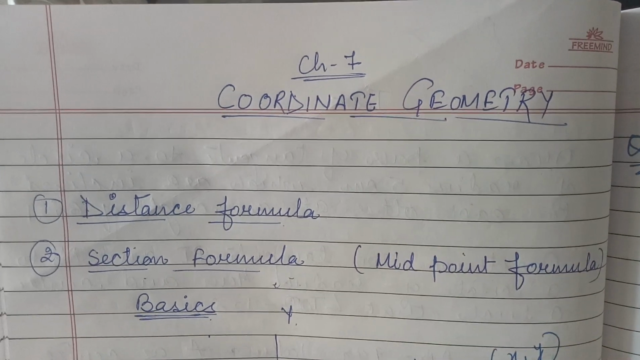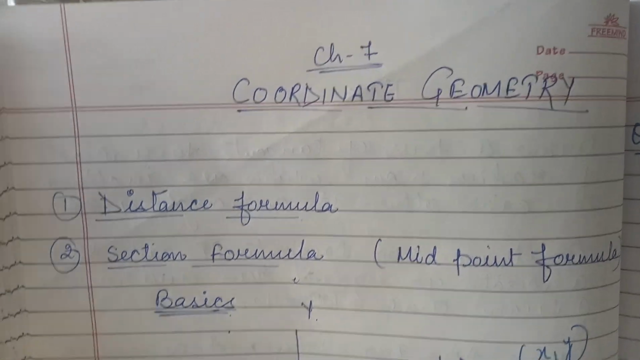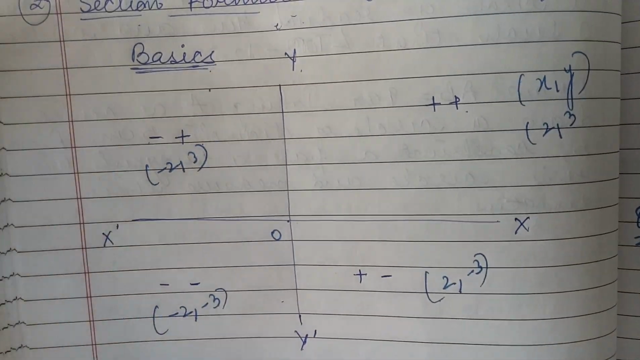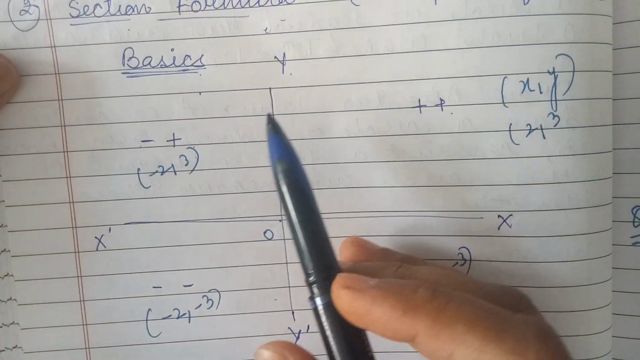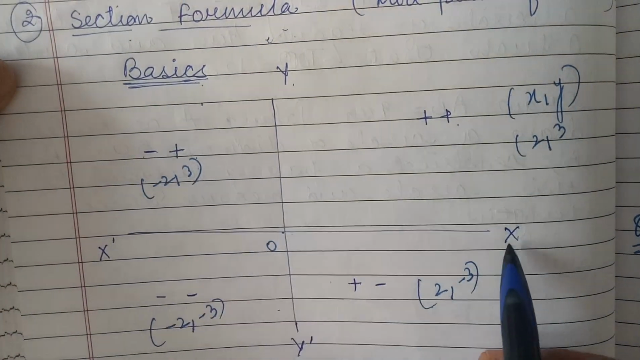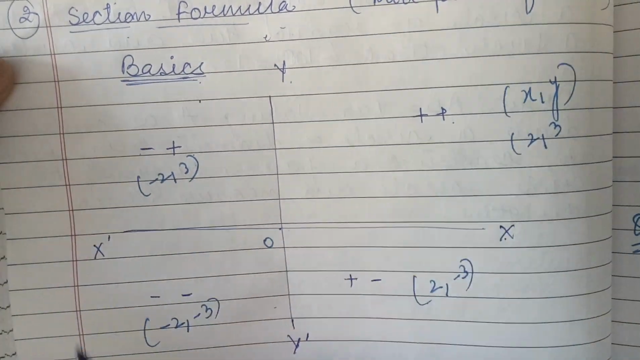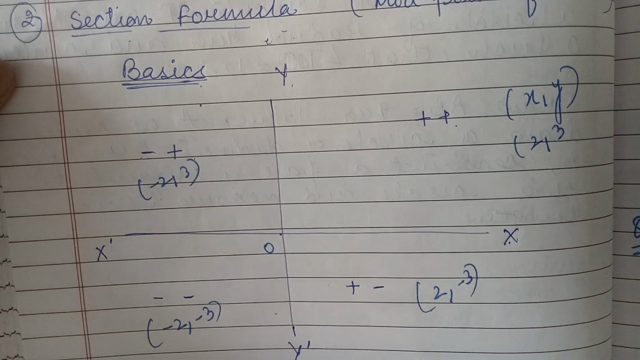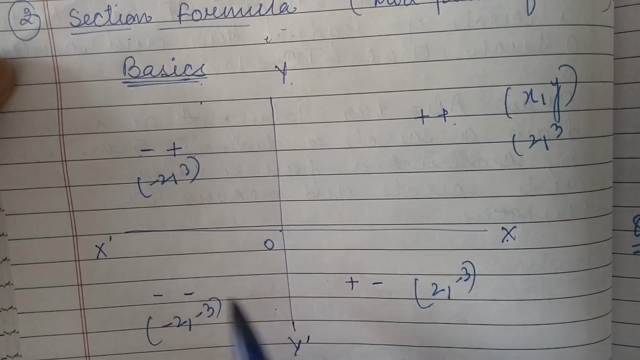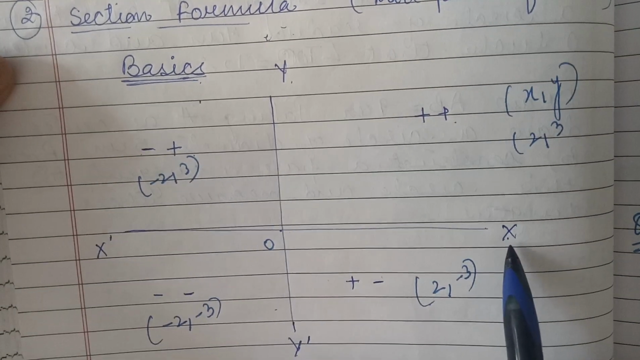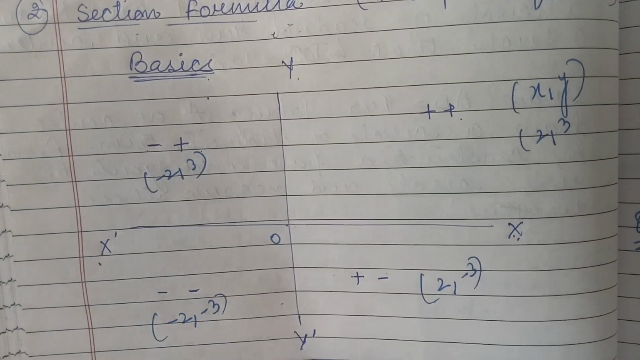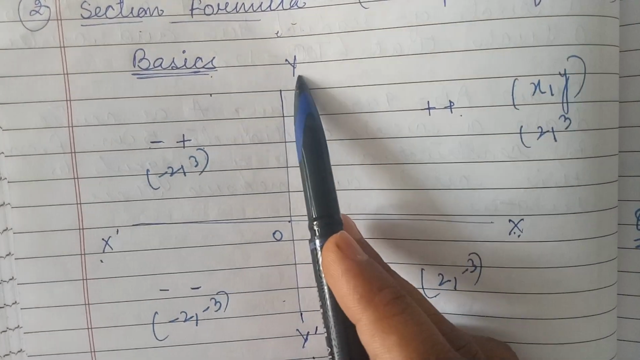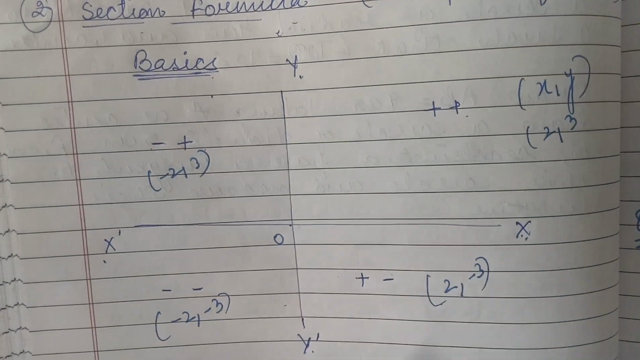But before starting that, let me start with some basics. I know that all of you had done the basics in class 9, but let's recap them. As all of you know, we have two axes, one is the x-axis, another is the y-axis, and we have four quadrants: first, second, third, fourth. This is the x-axis and this one is the negative side of the x-axis, and this is the y-axis, positive y-axis, negative y-axis.